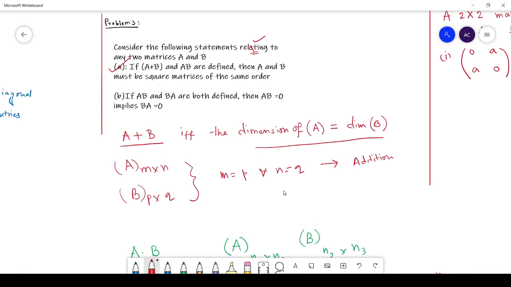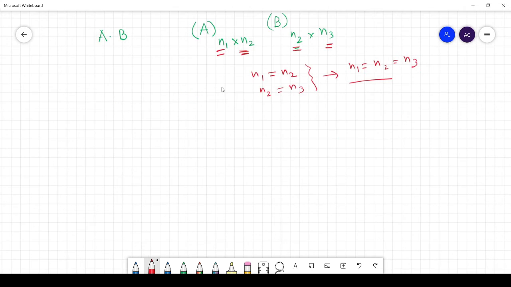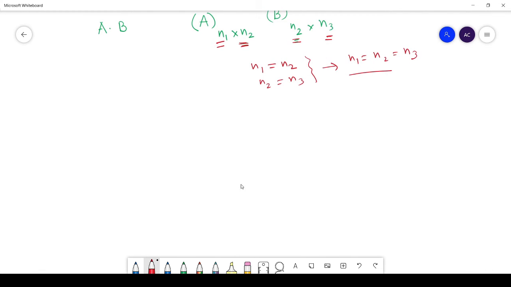Now let's see the second statement. If AB and BA both are defined and it is also given AB equals 0, then it implies BA equals 0. What is your hunch? Are you thinking that it is always true? No, my friend, this is not always true. We can generate plenty of such counterexamples where A into B is 0 but B into A is non-zero.